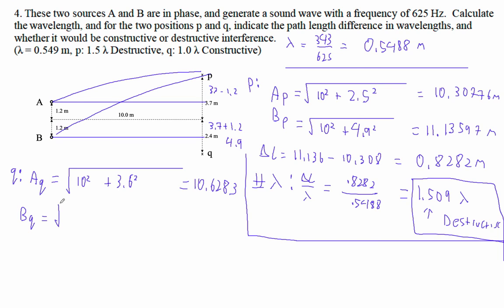All right, and then BQ is the square root of 10 squared plus, okay, let's see, 2.4. I feel like we only have to go up 1.2, right? It's going to be 2.4 minus 1.2, which is also 1.2. So that guy, and then it's just 1.2. And I get 10.00717, right?